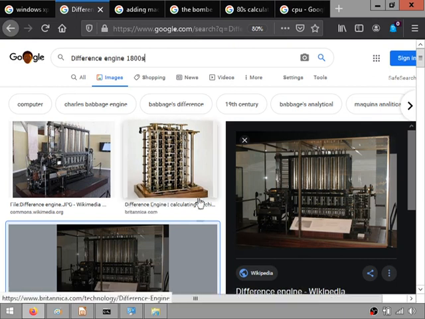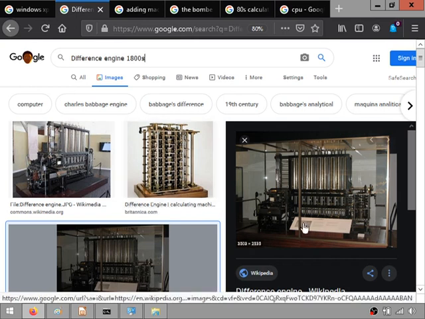It's because this was entirely mechanical. There was no electricity going through this device. You would input some information by turning gears and cogs, and the answer to whatever you had put in would be displayed on another set of gears and cogs. So it was all entirely mechanical.